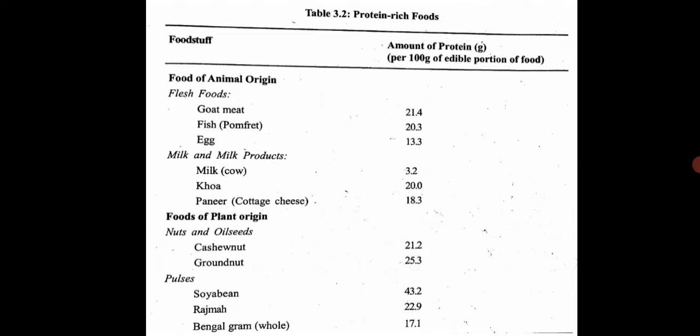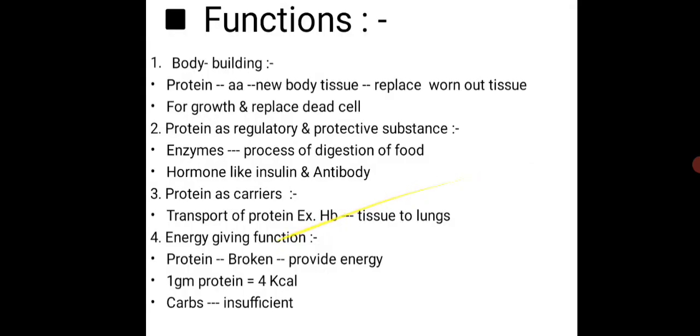Then the pulses. In the pulses come soyabeans, 43.2. Then rajma contains 22.9 and Bengal gram whole contains 17.1. So eat soyabean, rajma, cashew nut, groundnut that give you protein if you are a vegetarian. Then eat paneer, cow milk, that builds your body, and eat an egg, this makes your muscle strong, and you don't need supplements if you are going to the gym.